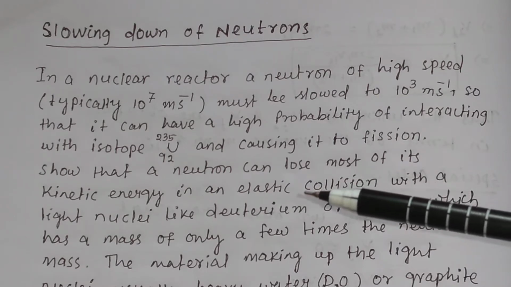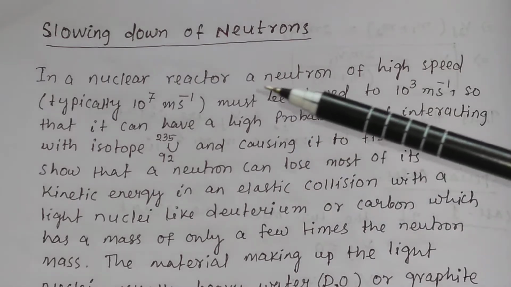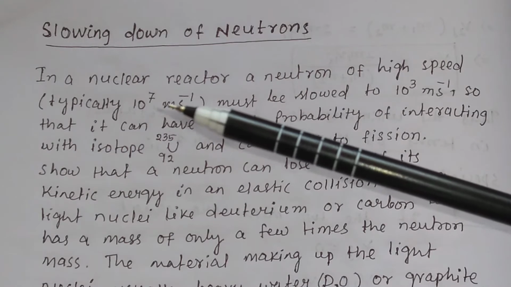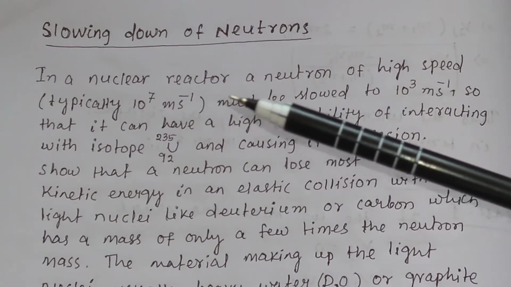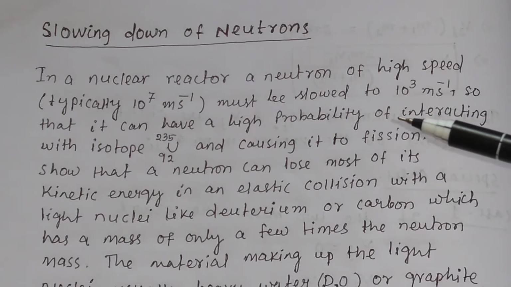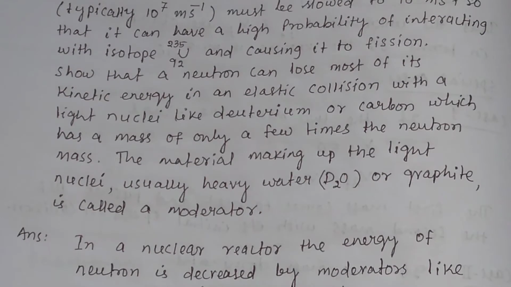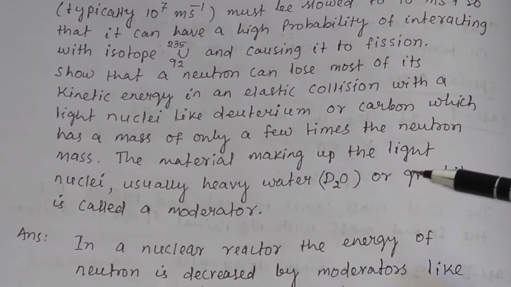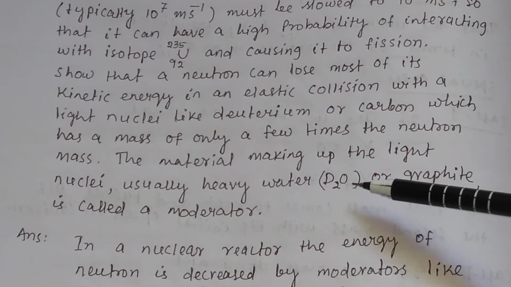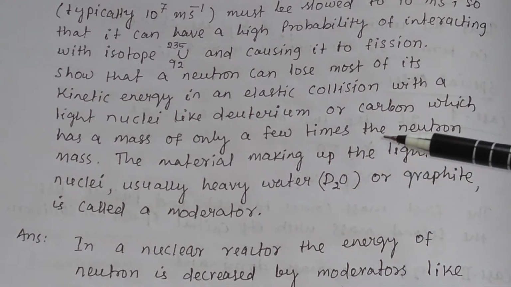Due to the loss in kinetic energy of the neutron, the speed of the neutron decreases from 10 to the power 7 meter per second to 10 to the power 3 meter per second. And the material made of the light nuclei, usually heavy water, which is called D2O, or graphite, is called a moderator.